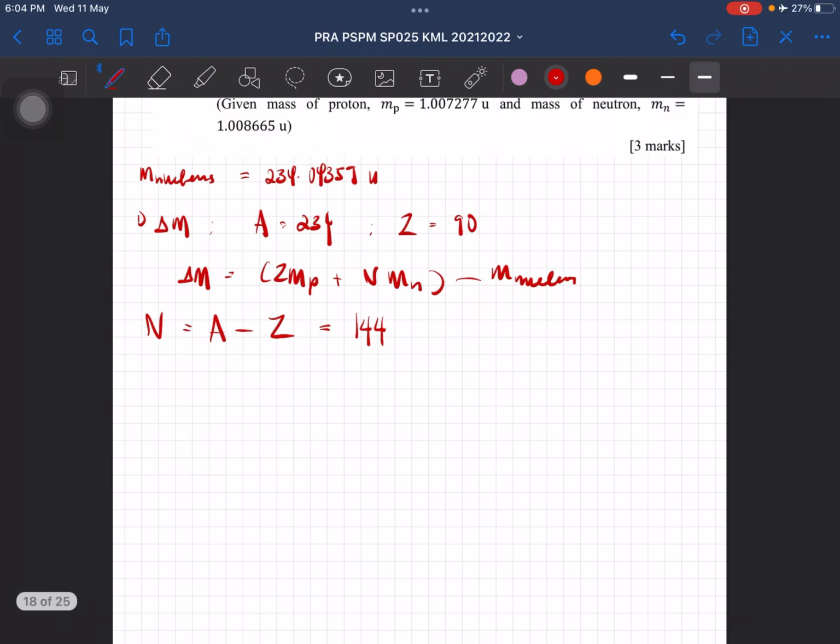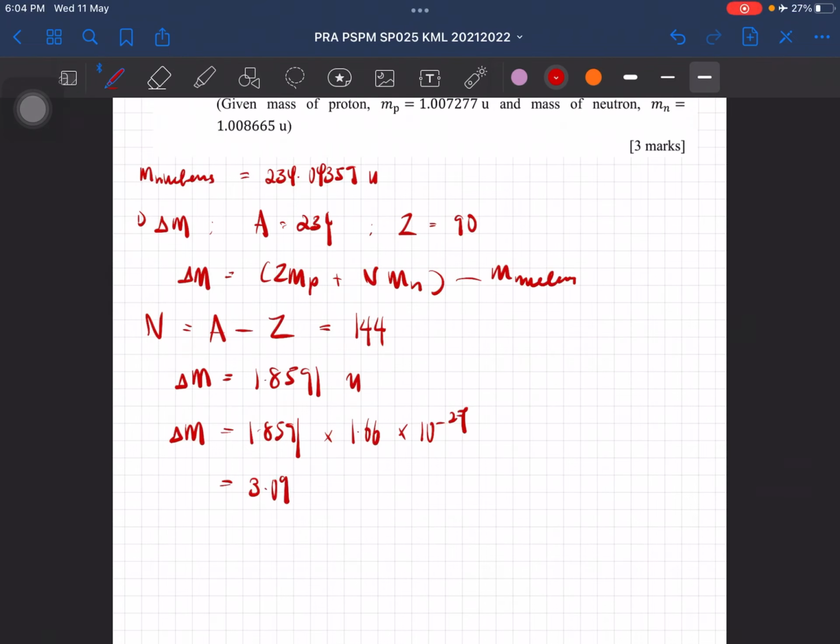Okay, so from there you can then directly calculate the delta M, which is equal to 1.8591 U. That is in atomic mass unit. So we now need to convert it into kilogram. In order for us to do that, we are going to multiply this with 1.66 times 10 to the power of negative 27, so that we can get this mass defect in kilograms. So the answer is 3.09 times 10 negative 27 kilogram.